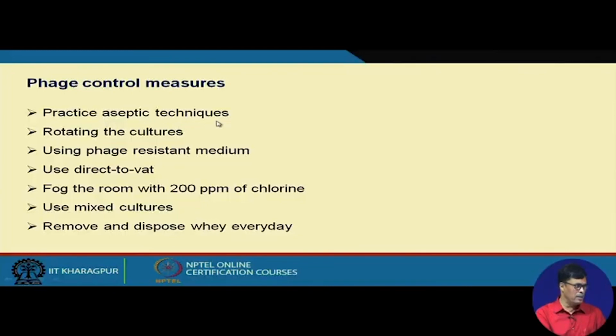Now the question comes: how can you avoid this phage contamination problem? There are several remedies. Practice aseptic techniques. If your conditions are aseptic, it is possible to avoid the phage contamination problem. Rotate the culture daily, because if you are not using the same culture every day, it will not cause some kind of problem. Use phage resistant media, because if the media has some chemical compound which does not allow the phage to grow. Direct to vat, we don't use any intermediate system, we directly add the culture in the vat, and fog the room with 200 ppm of chlorine.